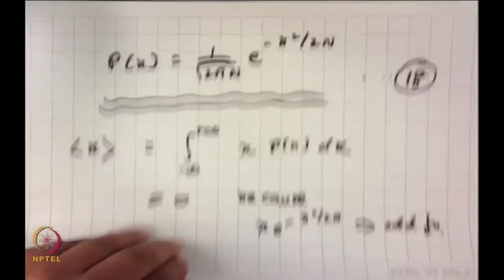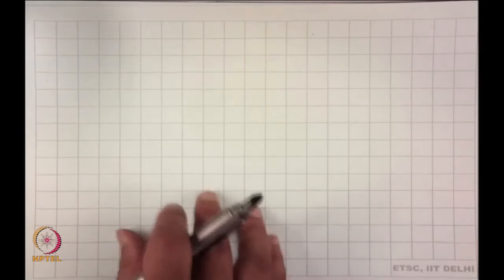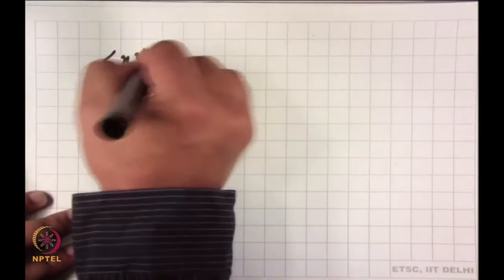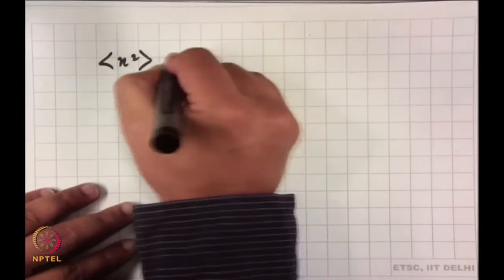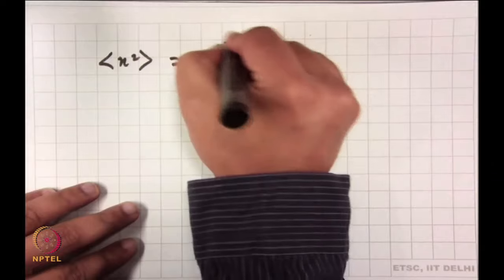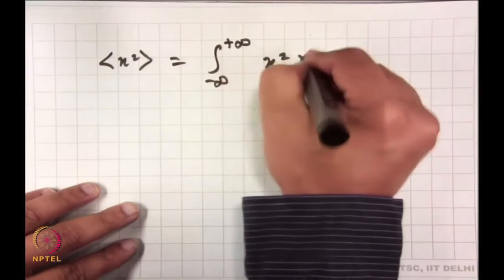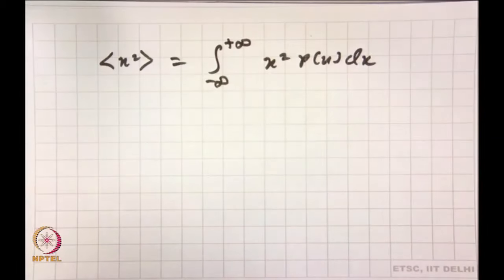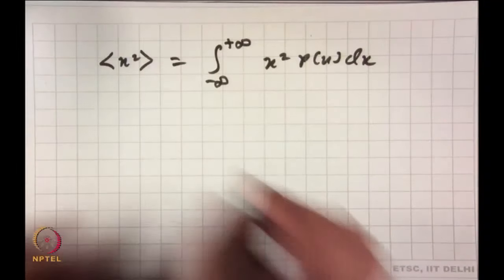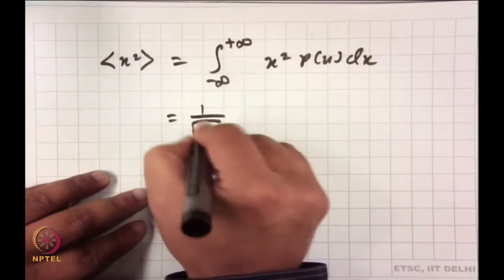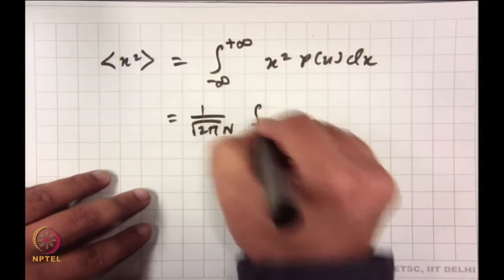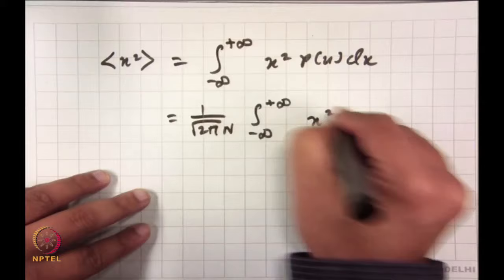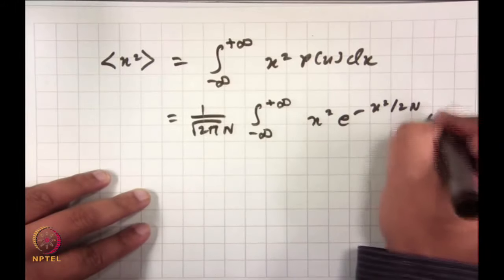Okay. So, if you are going to go for the mean square displacement, then I have x squared, which is equal to, again the same way, minus infinity to plus infinity x squared p of x d x. Now, this is also a standard integral. So, what I can write is 1 by root 2 pi n, minus infinity to plus infinity x square e to the minus x square by 2n d x.